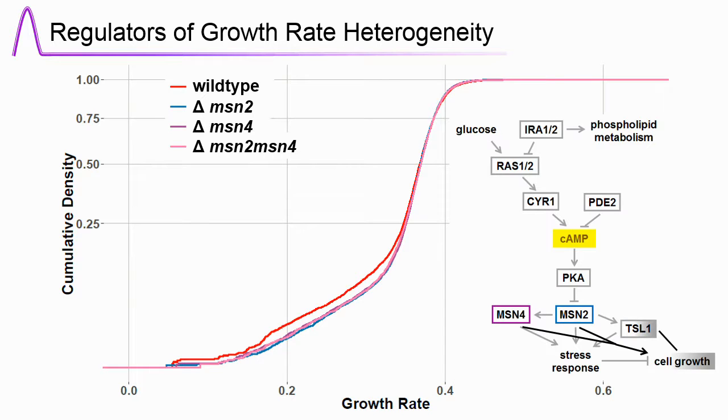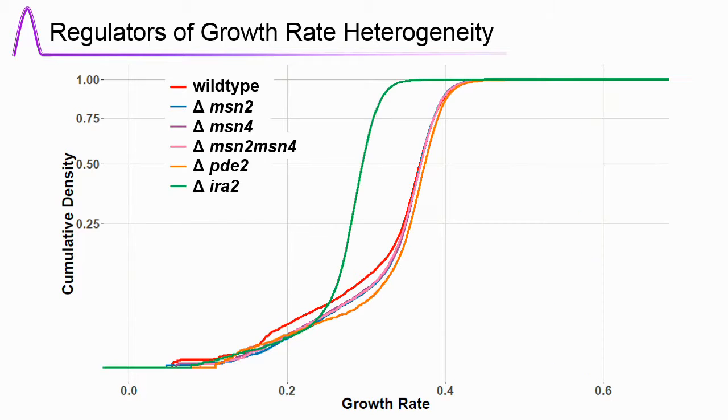Okay, then I want to take a step upstream to test the role of cyclic AMP. What I'm going to do is I'm going to knock out either IRA2 or PDE2 in the cell. And despite all the other pleiotropic effects, the common phenotype the IRA2 mutant and the PDE2 mutant have is they both have elevated intracellular cyclic AMP level, but the degree of elevation may be different. Okay, so here I'm showing you the data. The orange line here shows the PDE2 mutant cumulative density curve, and the green line is the IRA2 mutant.